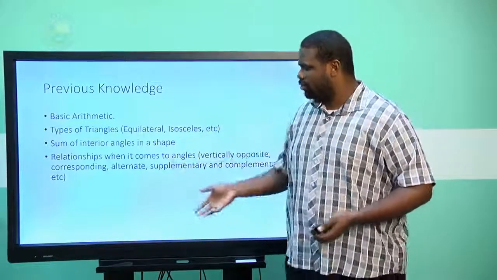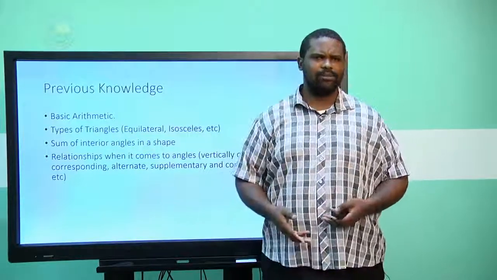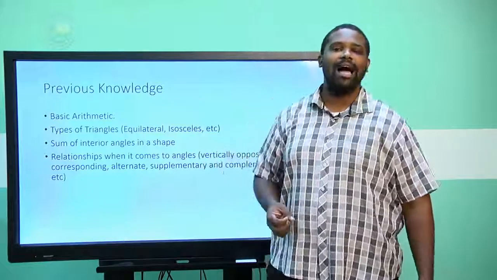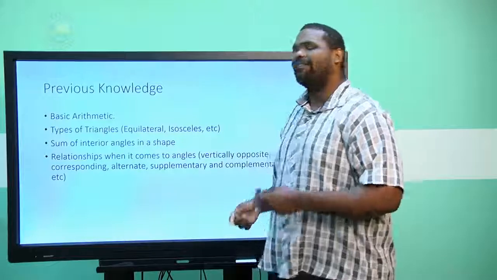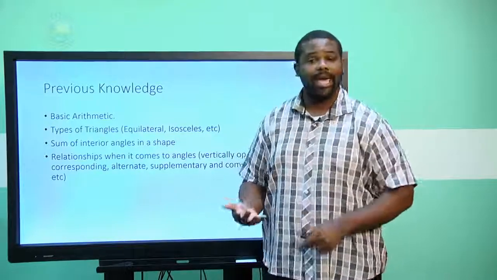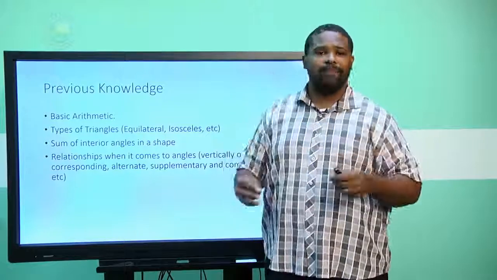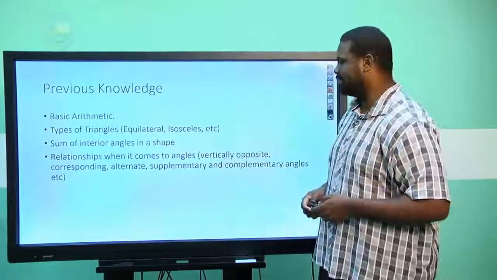We should also know about the sum of the interior angles of shapes. So for a triangle, we should know that the sum of the interior angles should add up to how much? 180 degrees. And for a quadrilateral, be it a square, a rectangle, a kite, a rhombus, the sum of the interior angles must add up to 360 degrees.